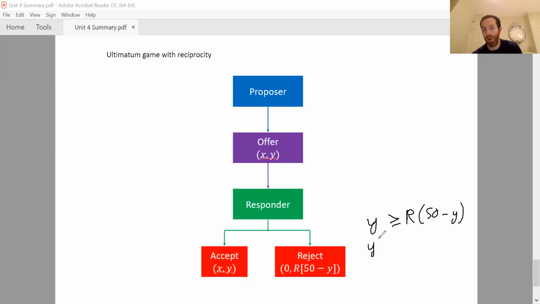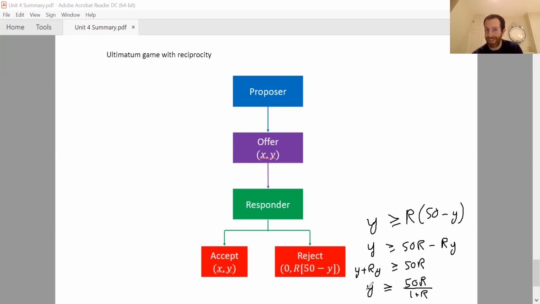So let's do a quick little bit of algebra. Expand this out, we get 50R minus R times Y. Bring this over to the other side, and we get Y plus RY has got to be greater than or equal to 50 times R. Then I take the Y out as a common factor and divide by 1 plus R. So I get Y has got to be greater than or equal to 50R over 1 plus R. So why is this really useful?